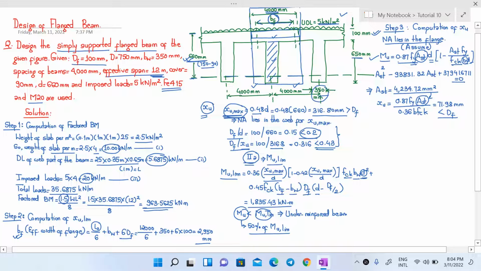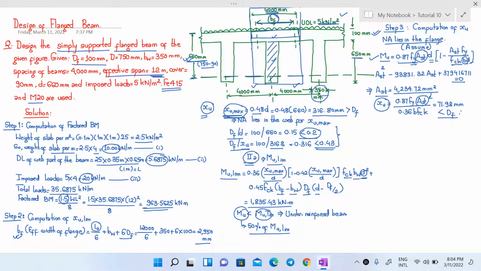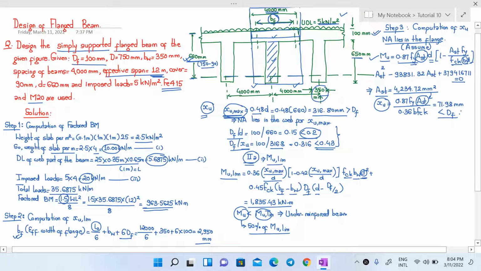So here what we did is that we first assumed the neutral axis lied in the flange. We calculated the value of AST and then we back calculated the value of XU to determine whether our assumption is correct or not. Instead, what you can do is find the value of XU first and then find the value of AST. So to determine the value of XU first, you have to use the same formula. I'll just write the formula here.